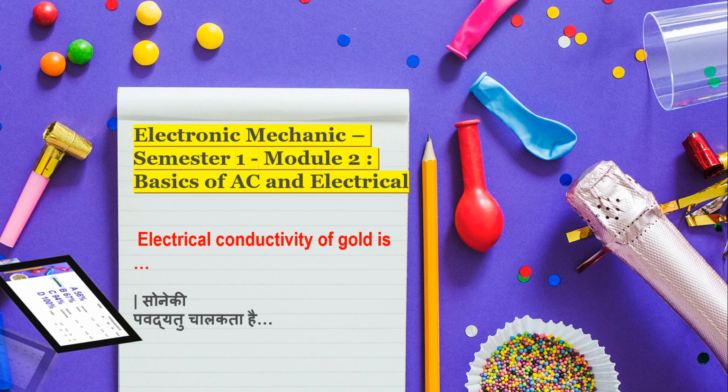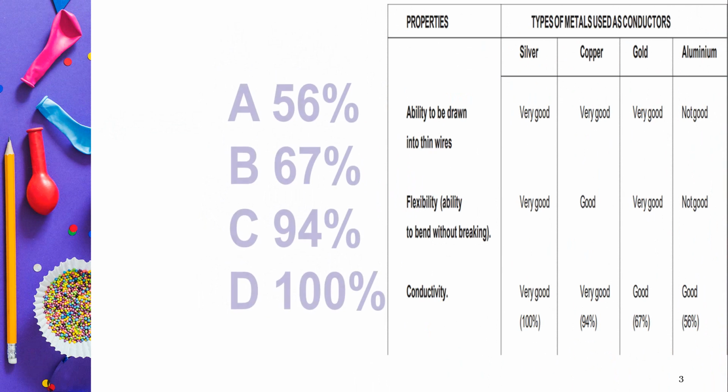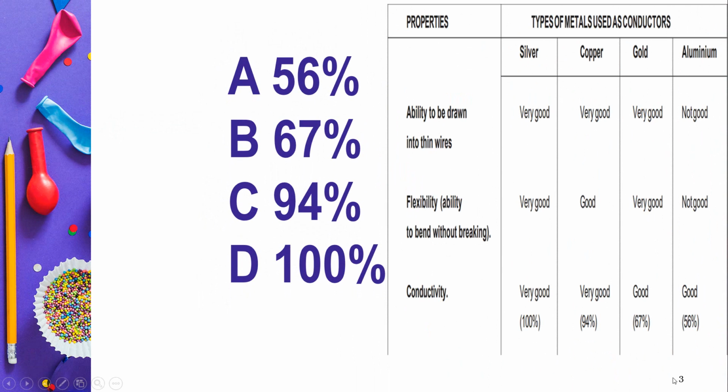Electrical conductivity of gold is asking: what is the percentage of electrical conductivity of gold? These are the options. We know that electrical conductivity of silver is 100%, copper is 94%, gold is 67%, and aluminum is 56%. So we can say that electrical conductivity of gold is 67%. This is the answer.